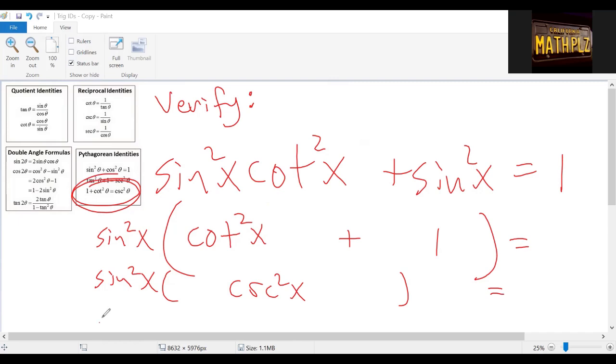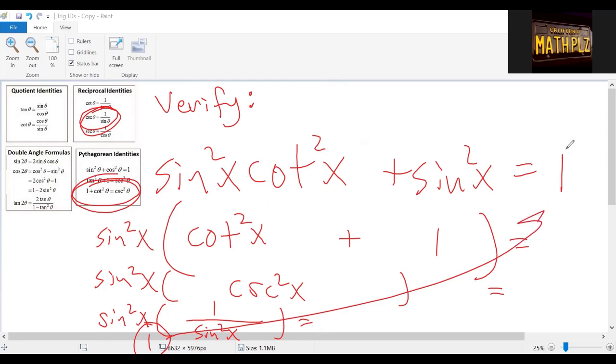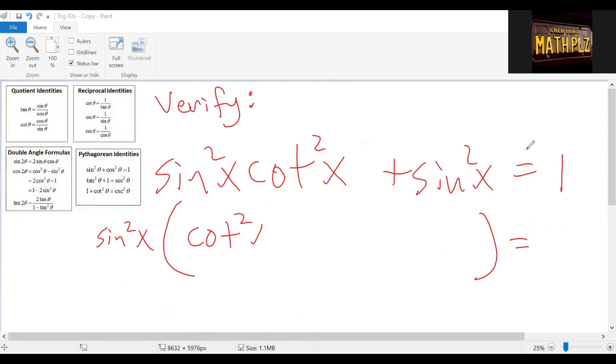Now sine squared on the outside stays. Inside, what do we know about cosecant of x? Cosecant is the same as 1 over sine. So if cosecant is being squared, it would just be 1 over sine squared. And now what is sine squared times 1 over sine squared? The sines would just cancel out. You'd just be left with 1, which equals the original 1 on the right-hand side, and we are finished.